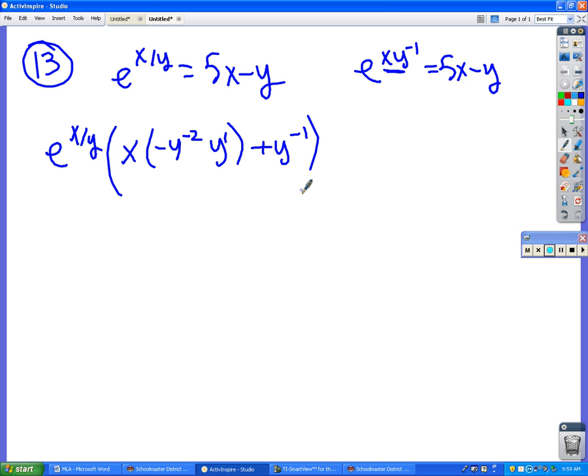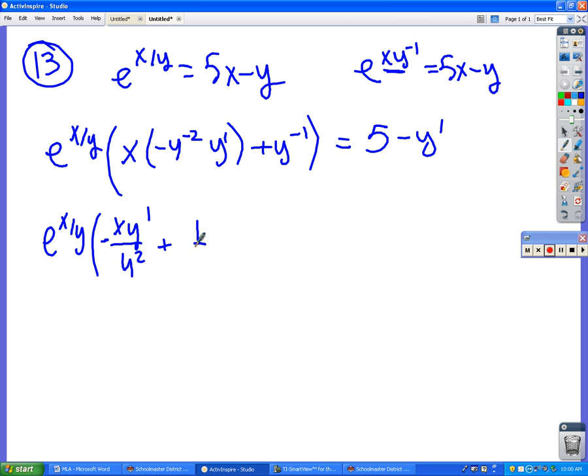Okay, we good? Then that equals the derivative of this side. So the derivative of 5x minus y is 5 minus y prime. And then now I have to solve this for y prime. So let's do some distributing. I'm going to go back to positive exponents. So I'm going to have an x y prime on the top, negative, over y squared, plus y to the -1, so that's plus 1 over y, equals 5 minus y prime.